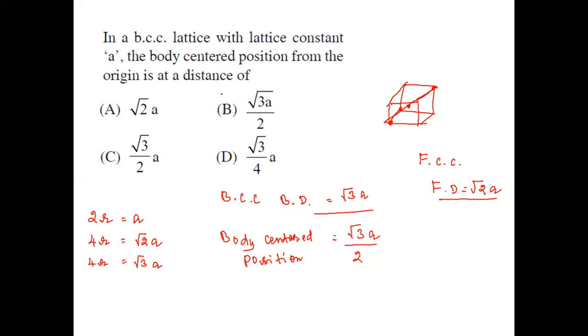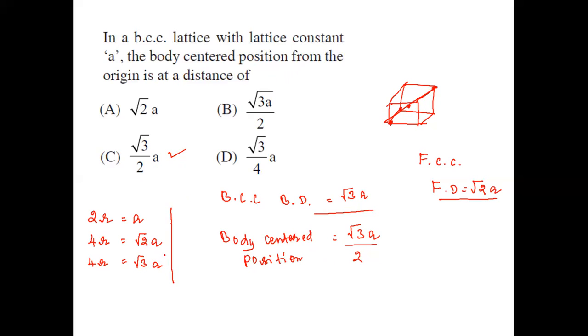Now we have to find the center position from the origin. So this point you can take to be the center. The body diagonal divided by 2 will give you the center position from the origin, root 3 a by 2. So the answer for this is root 3 by 2 times a. Note that this a is not inside the root.